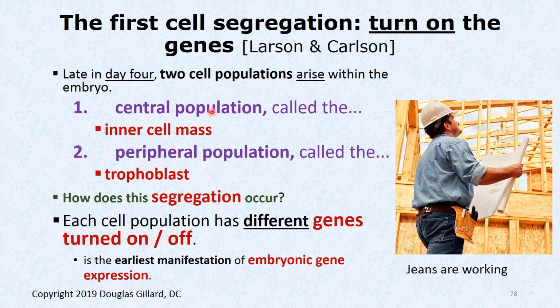And when cells do different things like that, that's called segregation. So how did this segregation occur? Well, we just said some genes got turned off, some got turned on, and there are some protein products. These have some protein products, and these don't have certain protein products. But this is the earliest example of embryonic gene expression at day 4. So that's pretty amazing.